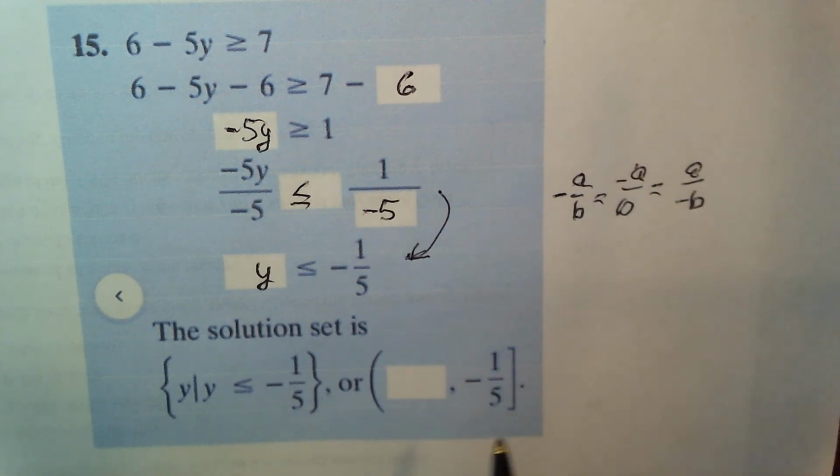Okay? Okay, so then we have the solution set, the set of all y, such that y is less than or equal to minus 1/5, or in interval notation from minus infinity to minus 1/5 with a bracket.